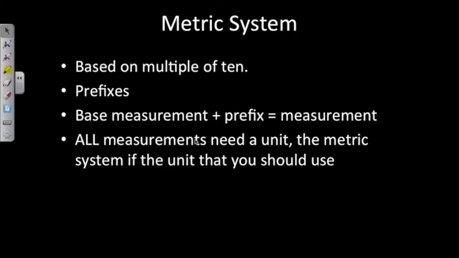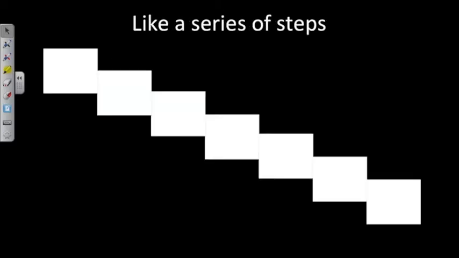When you take your base measurement, meters, grams, liters, and you add the prefix, you can get the final unit for your measurement. So if we're measuring in hundreds of grams, you would have hectograms. If we're measuring in thousandths of liters, you would have milliliters. And all measurements need a unit. You cannot just put a number up there. You need to have a unit on it to know what the measurement is indicating or what it means.